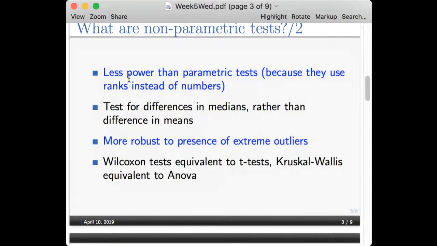The other thing you can do with these non-parametric tests that isn't mentioned in the notes is that because they work with ranks rather than numbers, you can actually use them if you have ordinal response data.